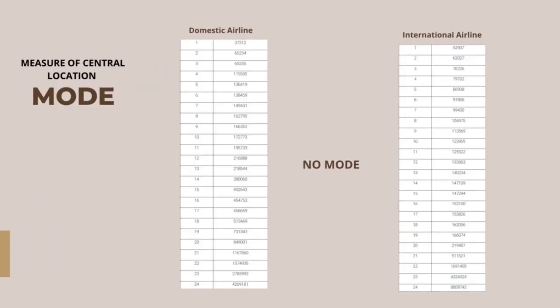For mode, there is no mode for measures of central location because there is no most frequently occurring value. That's all from me.